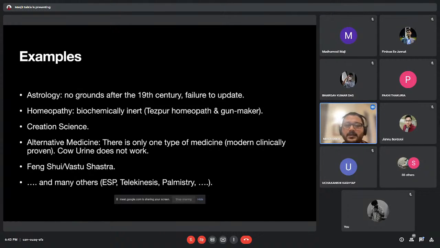This has not been changed. But that is a very minor issue. The main issue is that there is no really scientific ground for astrology.